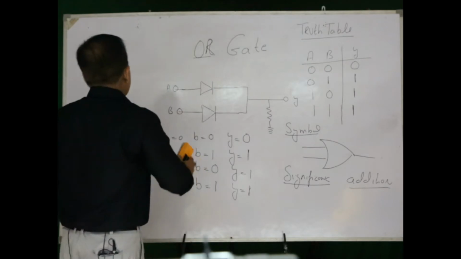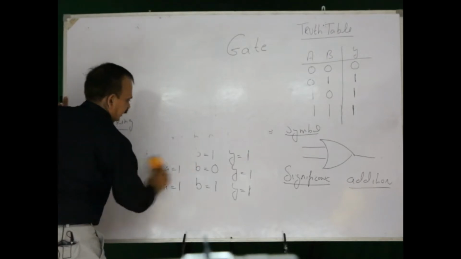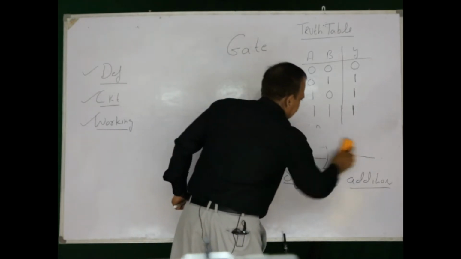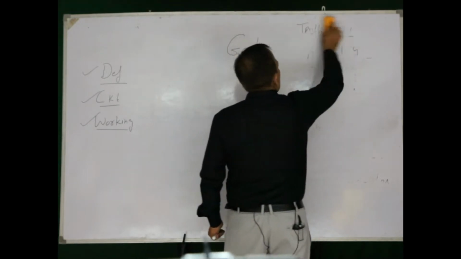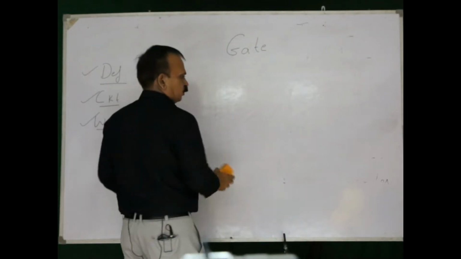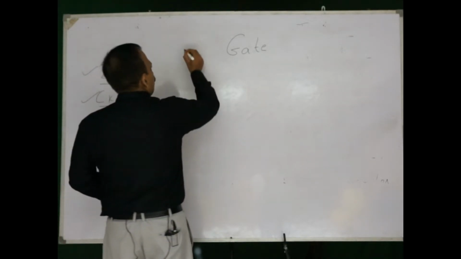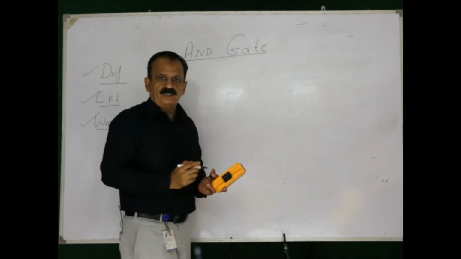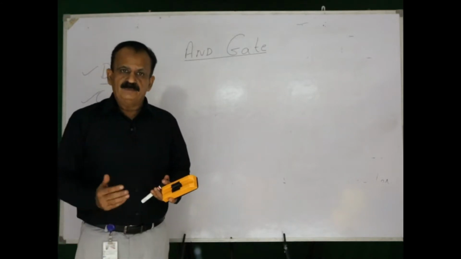Next in the sequence is the AND gate. We will be moving in the same sequence. That means we will start with the definition of the AND gate. Again, it is a logical circuit with one output and two or more inputs. The output value is high when all inputs are high. This is very important. In the AND gate, the output is going to be high when all inputs are high.